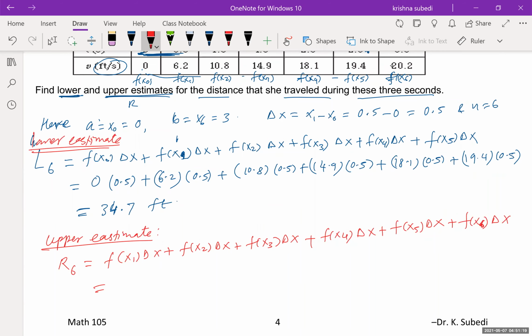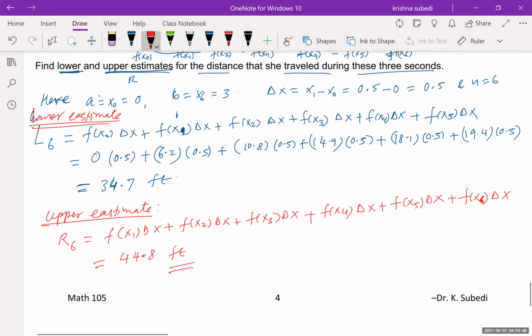All right, guys, complete this yourself. So when you calculate this, your upper estimate should be 44.8 feet. Okay, I'll leave it to you. And so this section is done.